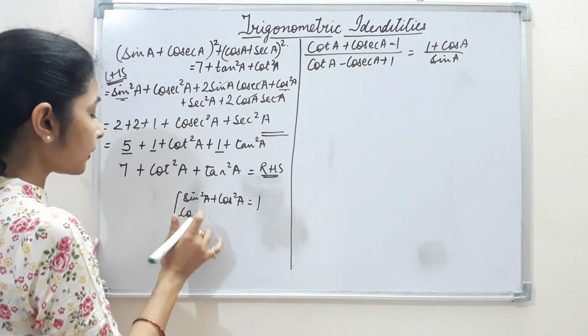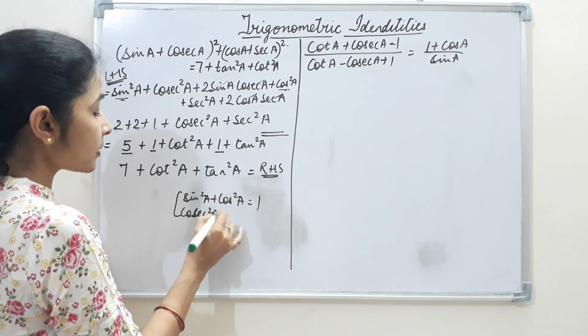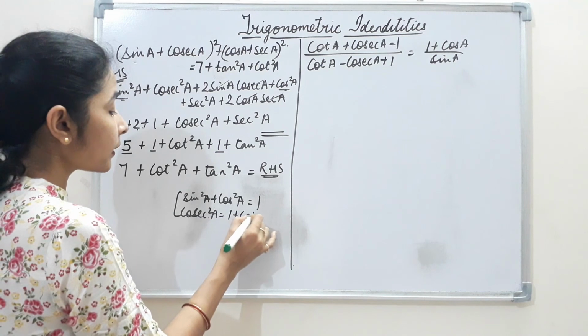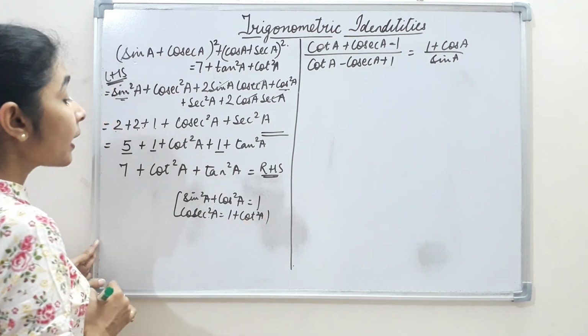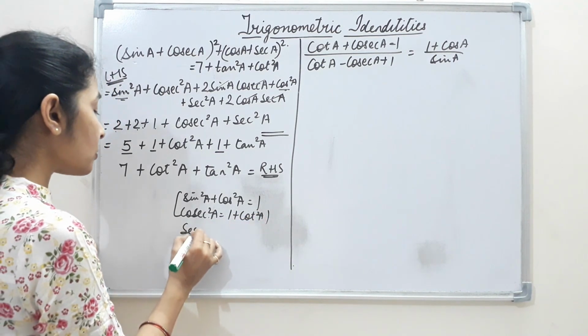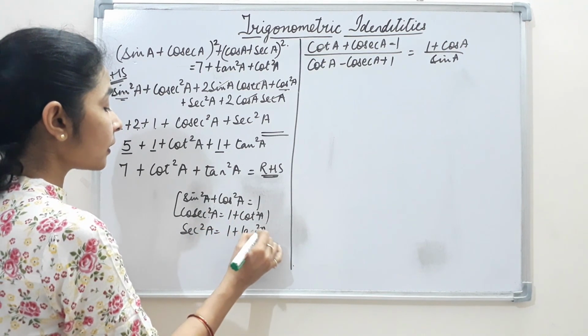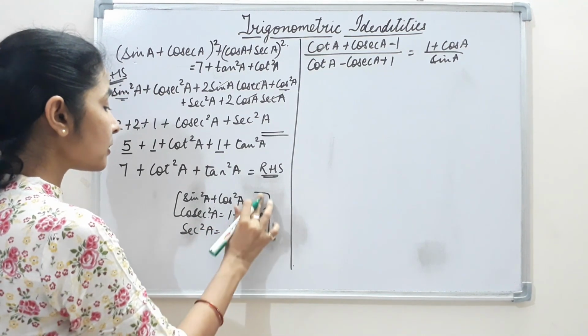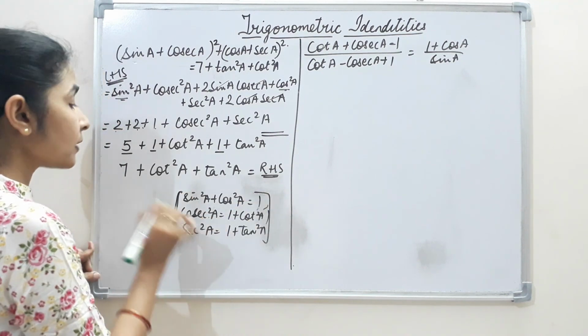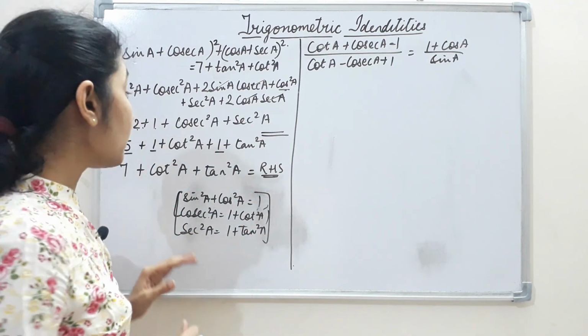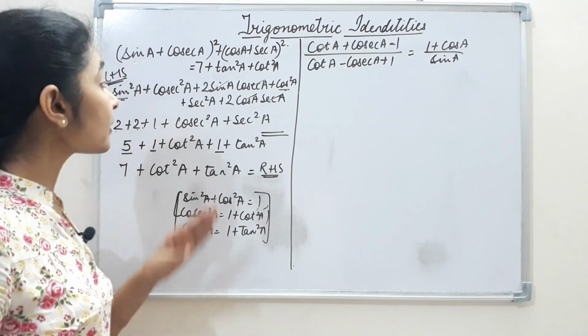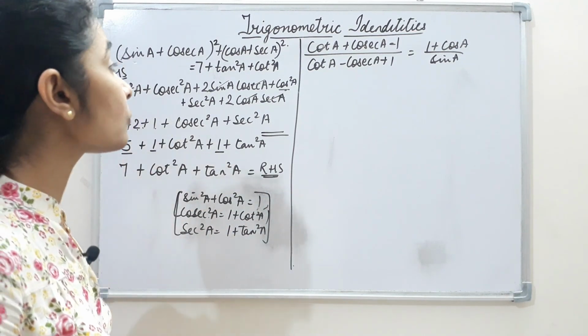Let me write like that only. Cosec square A is equal to 1 plus cot square A, and sec square A is equal to 1 plus tan square A. All the three identities we have used here, and that is why this question is very important. Half of the marks each identity carries, and this whole question comes in at least 4 marks.